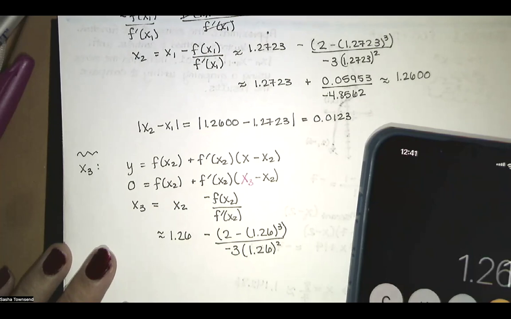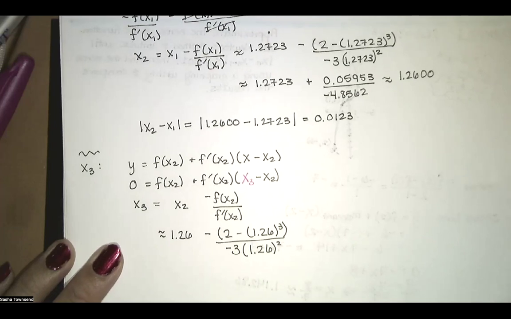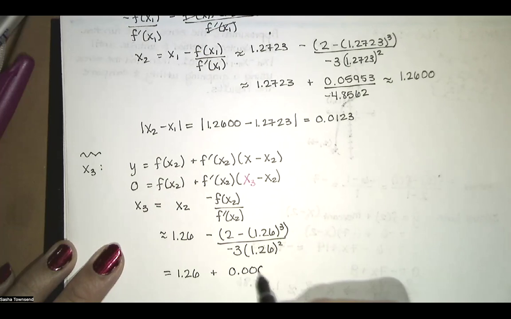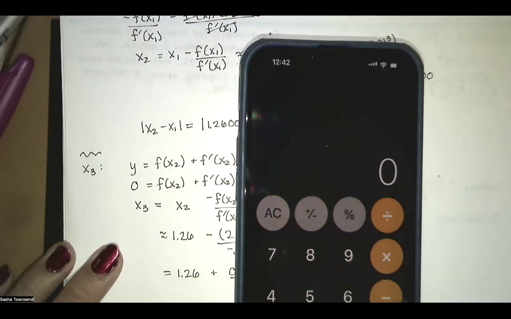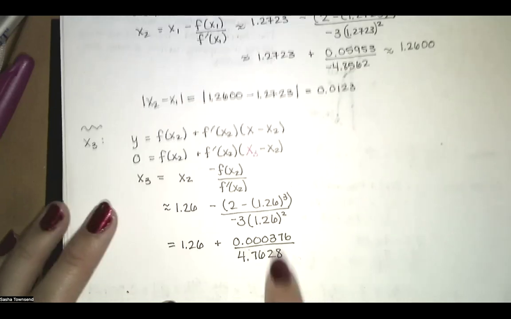So 1.26 times 1.26 times 1.26, that minus 2 is 0.000376. That's in my numerator. And we're going to divide that by this 3 times 1.26 squared. -3 times 1.26 times 1.26. So 4.7628. So it's a very small number.